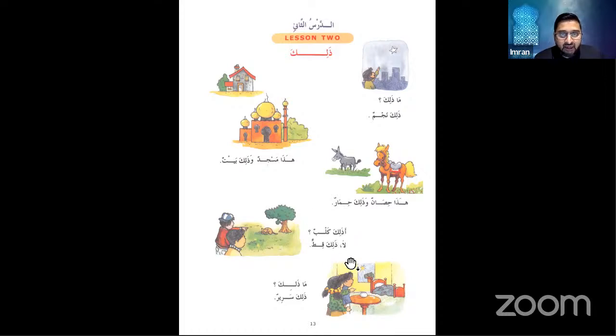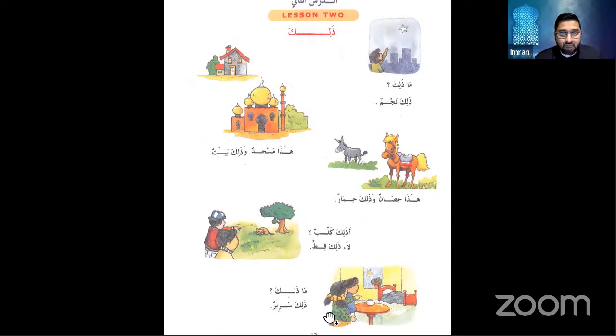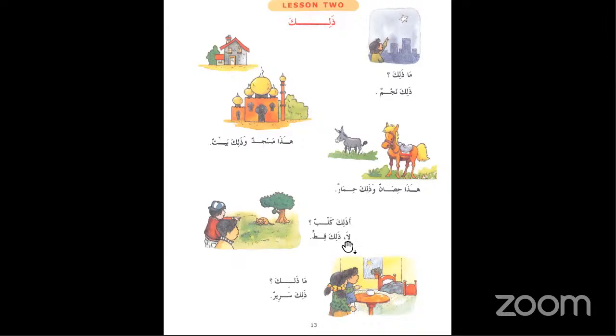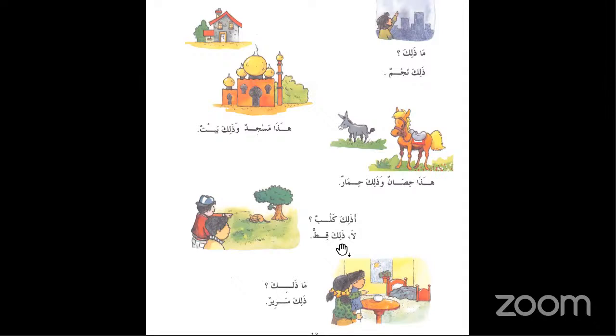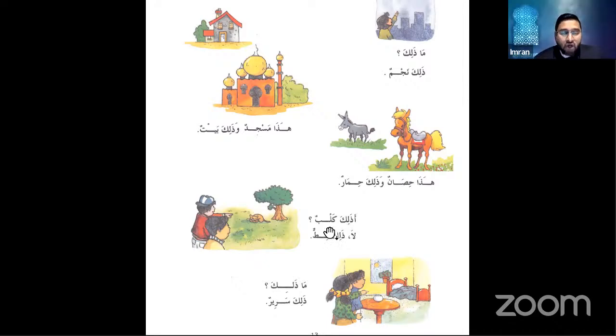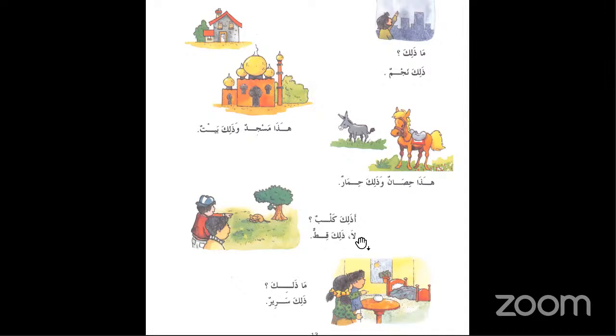Let's read "Adhalika kalbun" and translate. Go ahead. This page here, where it says, is that your dog? "Dhalika kalbun." Is that a dog? Yep. "La, dhalika qitun." Correct. No, this is a cat. Next one.